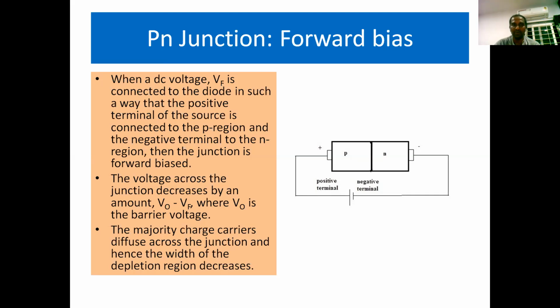See here elaborately. When a DC voltage VF is connected to the diode in such a way that the positive terminal of the source is connected to the P region and the negative terminal of the source is connected to the N region, then the junction is said to be forward biased. The voltage across the junction decreases by an amount V0 minus VF, where V0 is the barrier voltage. The majority charge carriers diffuse across the junction and hence the width of the depletion region decreases.